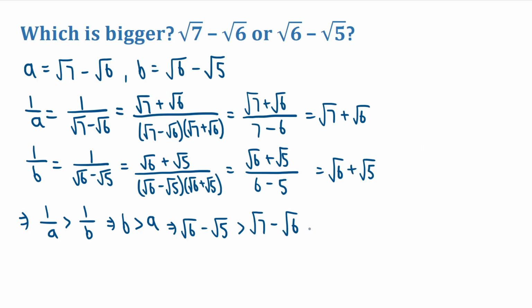Whenever we are comparing expressions that are a difference of two square roots and the differences of the numbers inside the square roots are the same, we can instead compare their reciprocals and then rationalize the denominator, and things work out very nicely. So in this case, 7 and 6 from the first expression have a difference of 1, and so do 6 and 5 from the second expression.